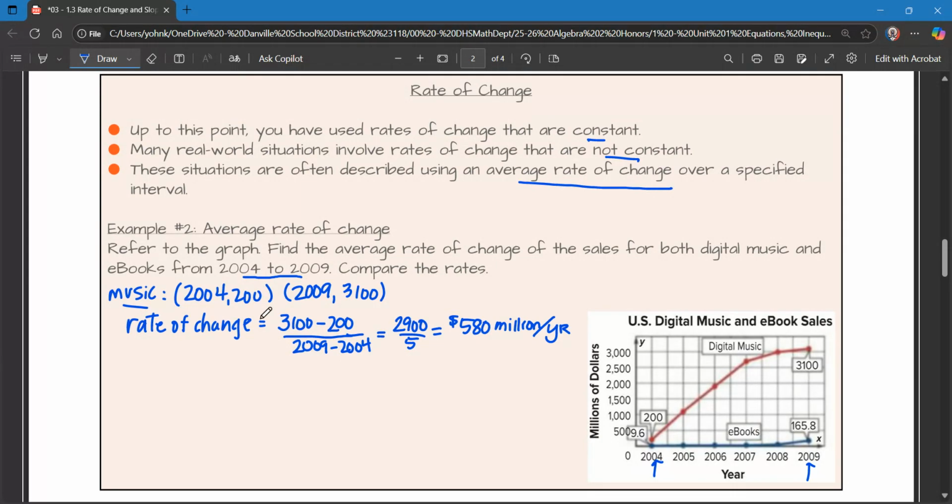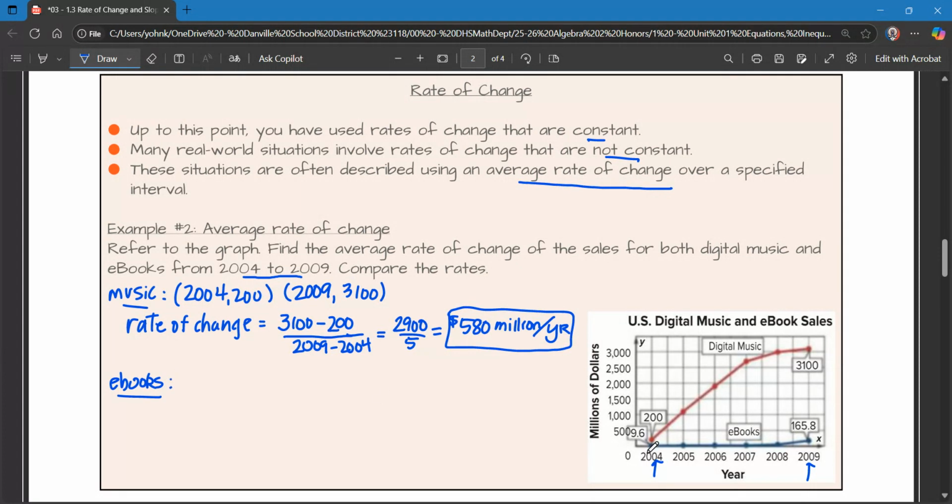So between 2004 and 2009, digital music increased by a rate of $580 million per year. It wasn't exactly every year 580, but it was on average 580 because some of them increased more and some increased less. All right, let's look at ebooks.